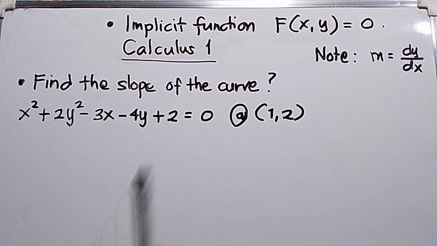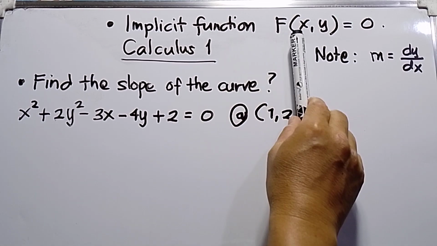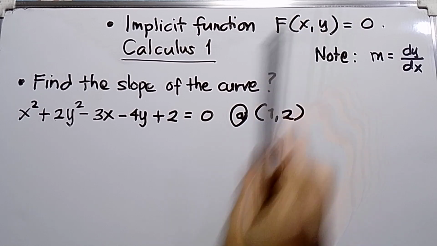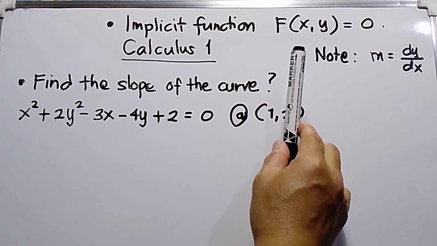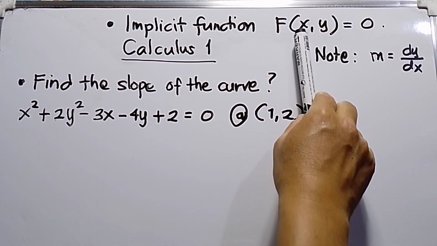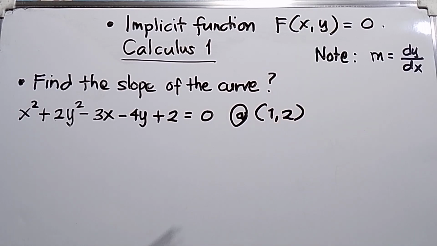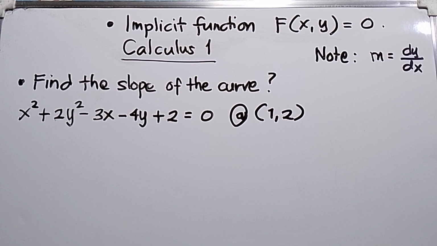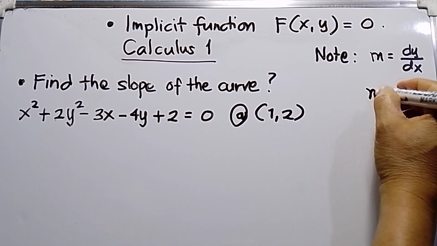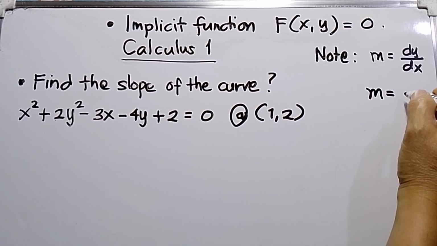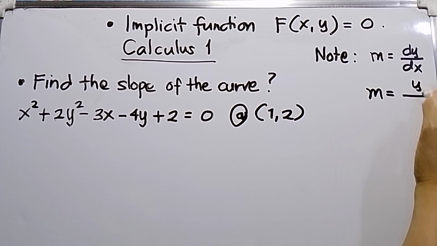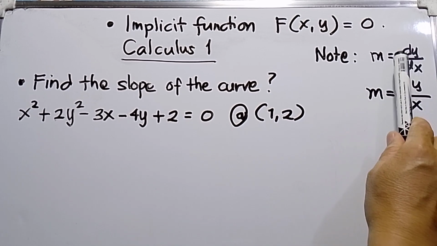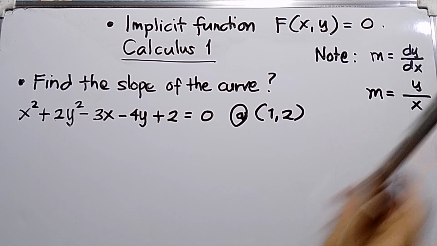So when we say implicit function, I have a function of x and y equal to 0. Meaning I have to differentiate in terms of x and in terms of y. Note that m equals dy over dx. In algebra, we have slope equals y over x, but in differential calculus, we will use dy over dx.